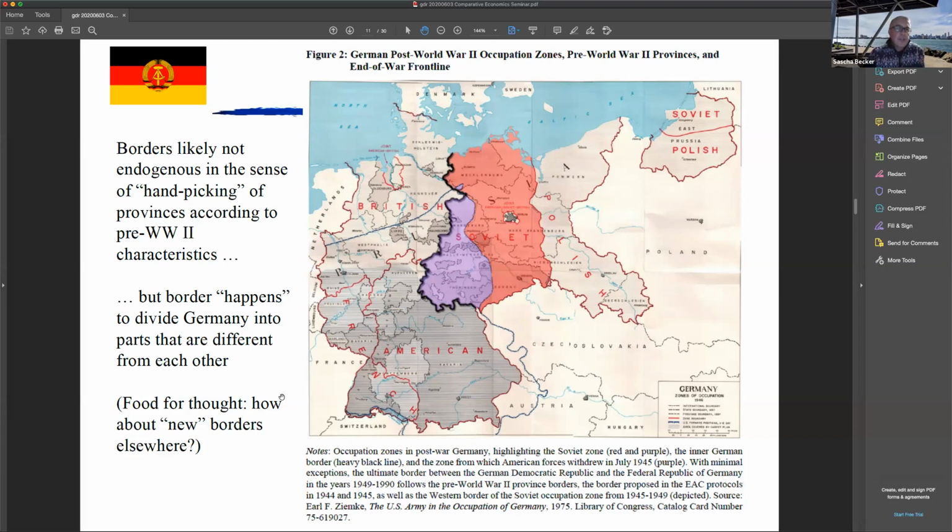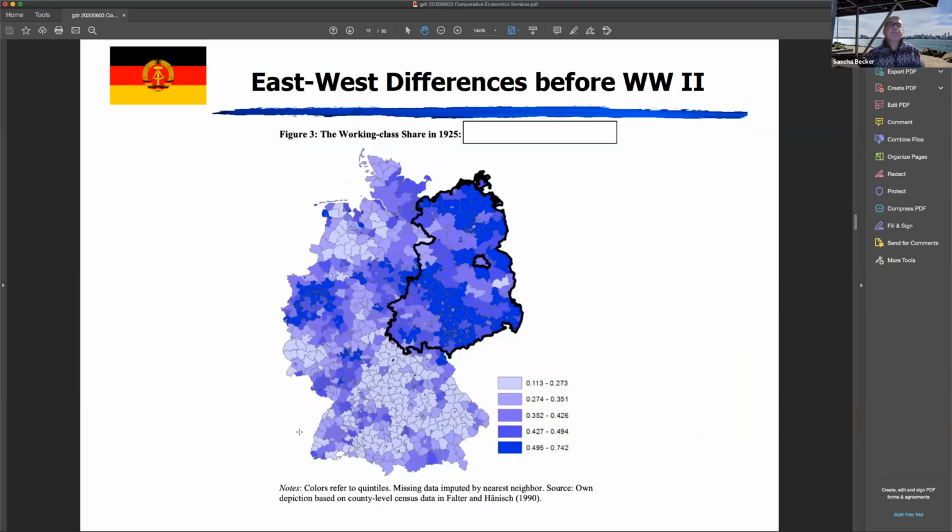But here's some food for thought going beyond the GDR example. How about other borders drawn somewhere in the world as a consequence of wars and regime changes? What were the processes there that led to the borders where they are or where they are not?